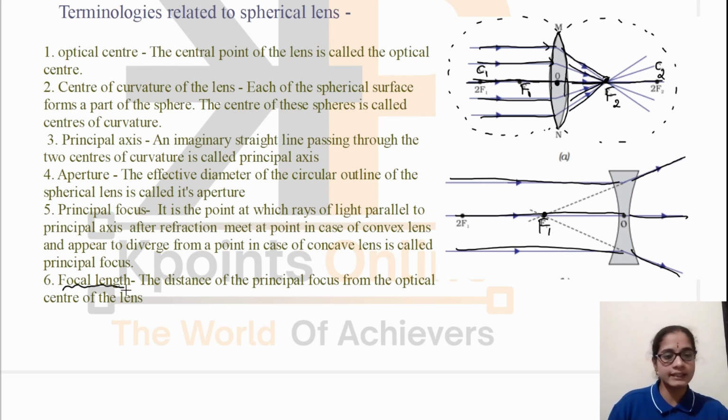Next is focal length. What is focal length? It is the distance between the optical center and the principal focus. Here also you can see the distance between this optical center and the principal focus. It is called the focal length. We are measuring here between the optical center and this principal focus, which gives the focal length. Yes, this is about the terminologies related to spherical lenses.